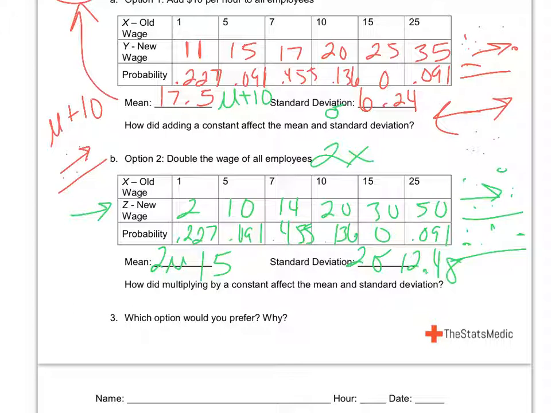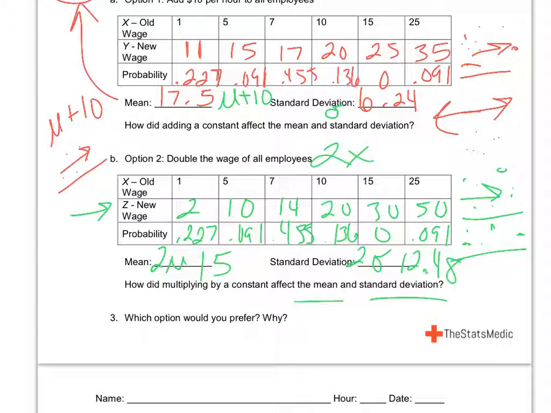And so now, when you're multiplying by a constant, that's going to affect both the mean and the standard deviation. In this case, they were both multiplied by the constant. So this third question here, which option would you prefer? Well, I think that depends. It depends on maybe which wage value I had to begin with. As a worker, I'm going to want them all doubled. But as the employer, you need to kind of look at it.